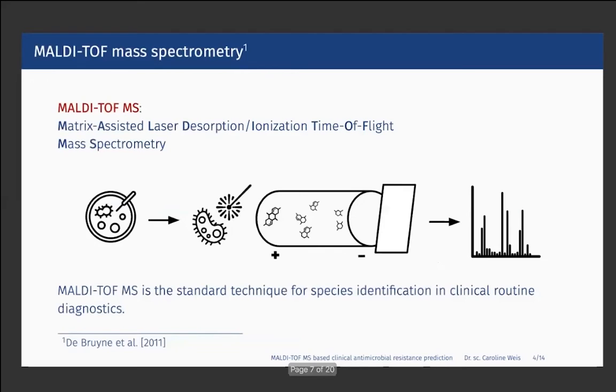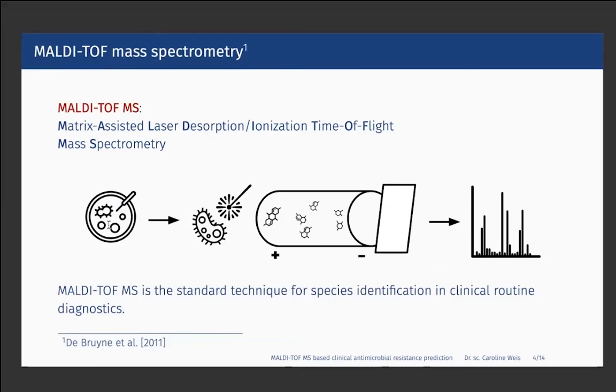I will quickly introduce the main data type investigated throughout this project, and that is MALDI-TOF mass spectra. MALDI-TOF MS stands for matrix-assisted laser desorption and ionization time-of-flight mass spectrometry. The experimental workflow of MALDI-TOF MS is illustrated here in this image.